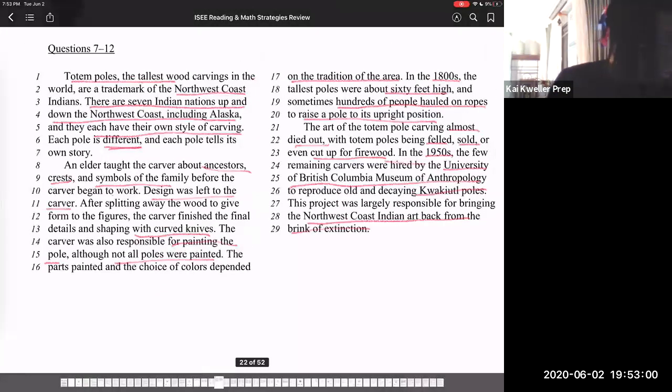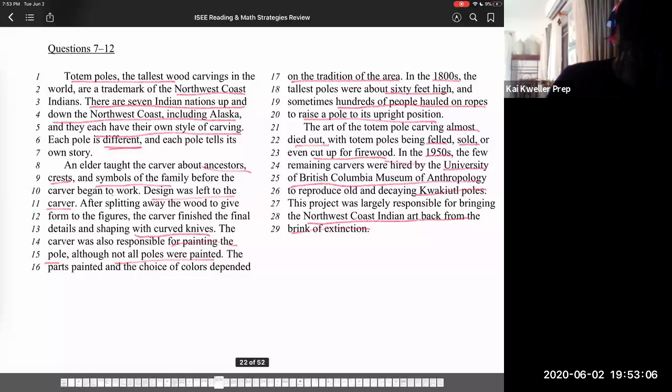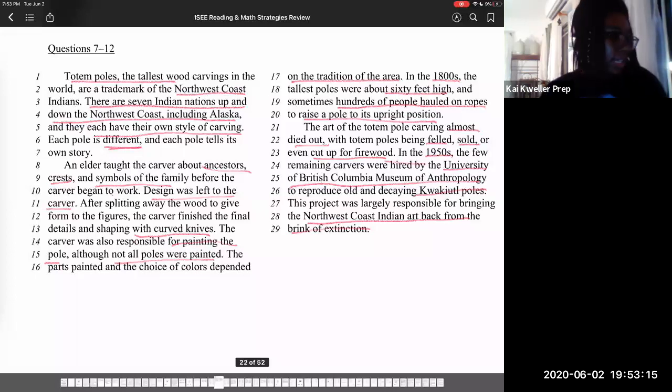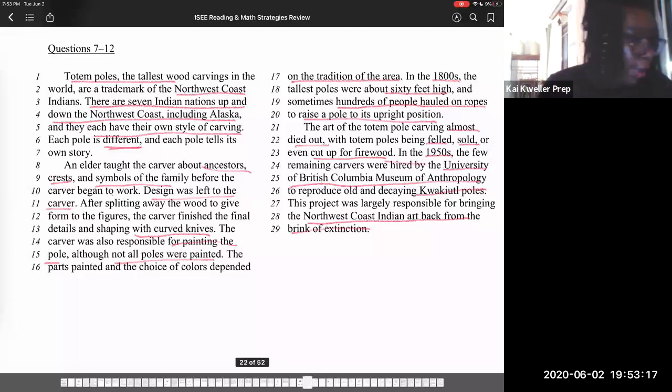Absolutely. So we're just looking at the organization and we're looking through, we're talking about ancestors and what the carver does and how they work and how they build the poles. Okay. So that's really what they're talking about from 8 through 17. We just want to get a main idea of what they're talking about.